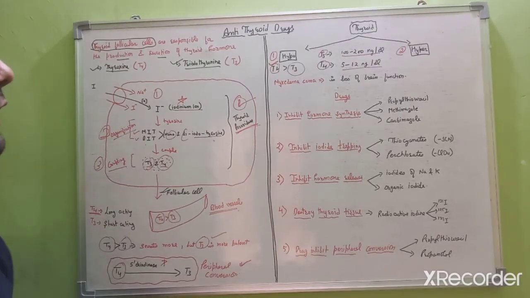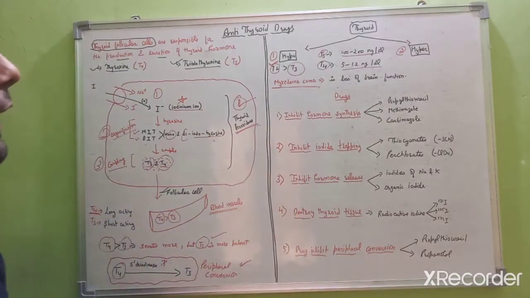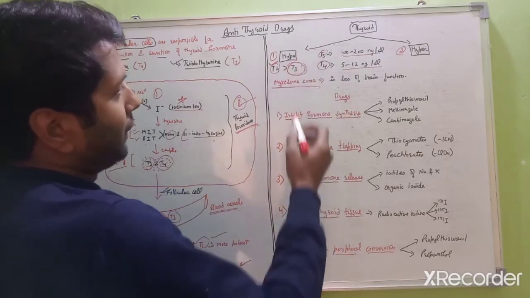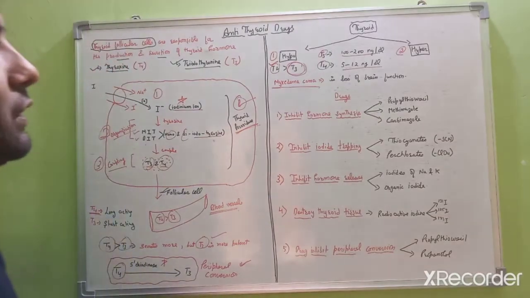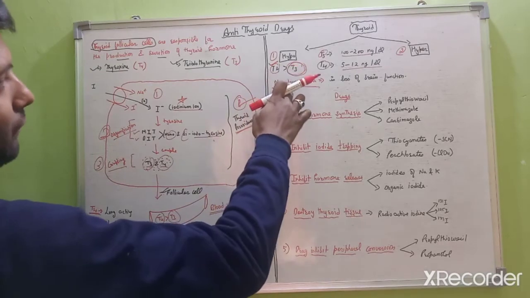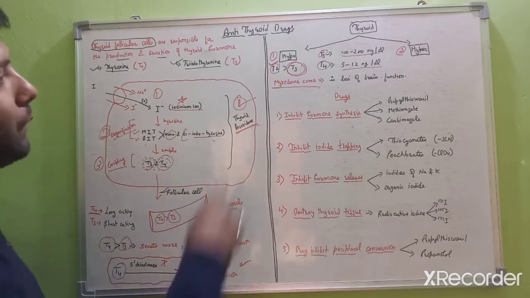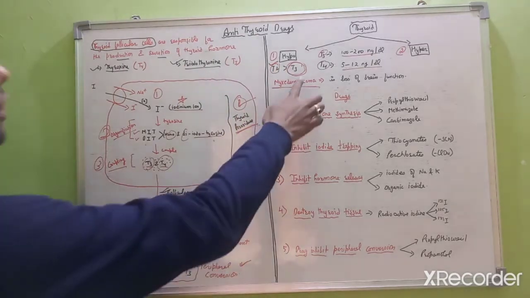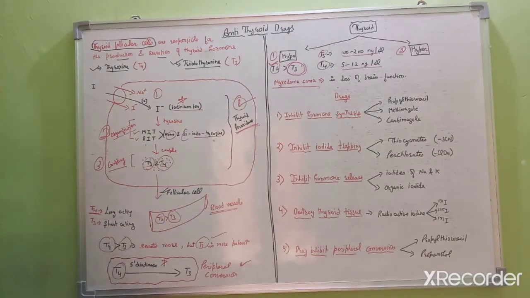But there is one condition, like myxedema coma, where we require thyroid hormone immediately, so we give T3 because it is the potent one. Myxedema is a condition in which there is a loss of brain function. So this is about hypothyroidism, in which we prefer T4, thyroxine, more as compared to T3, triiodothyronine, because T3 is short acting and T4 is long acting, and we need a long acting medication.